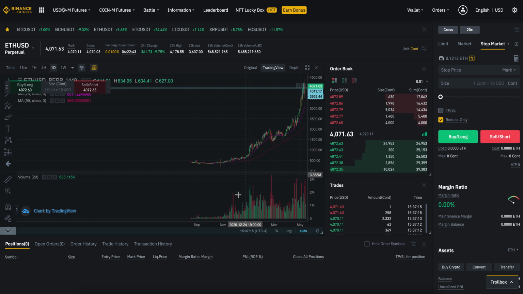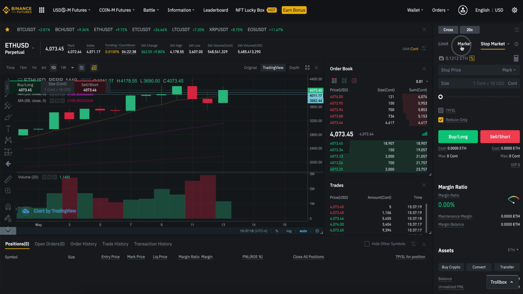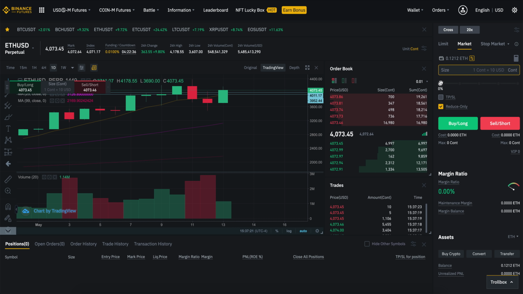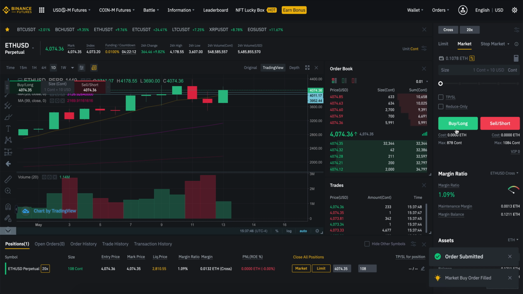So if I want to long ETH, I would either do my limit or my market order, and however many contracts you want, measured in dollars, I guess you could say. Like how many contracts do you want? I want 240 contracts. I want 100 contracts. You're going to go ahead and click buy long. It will open up the position.